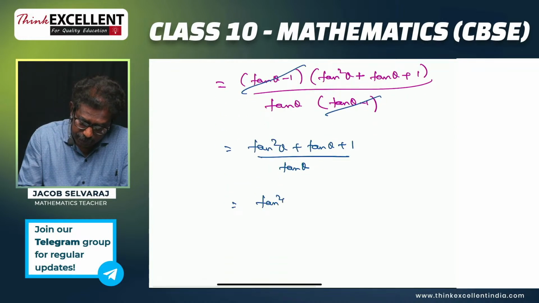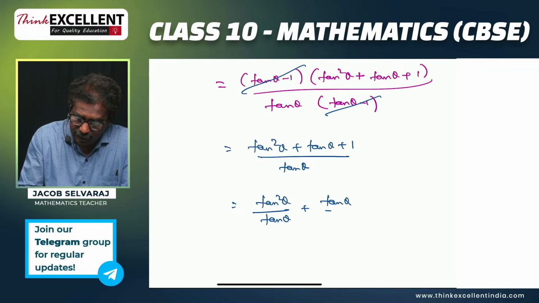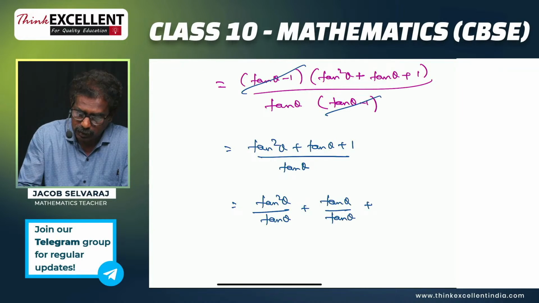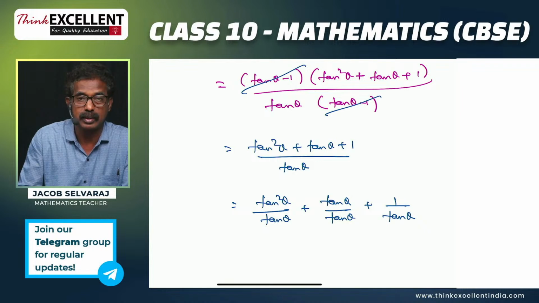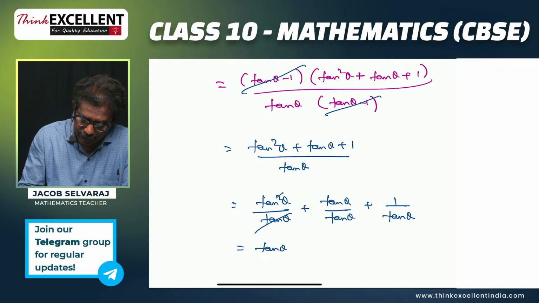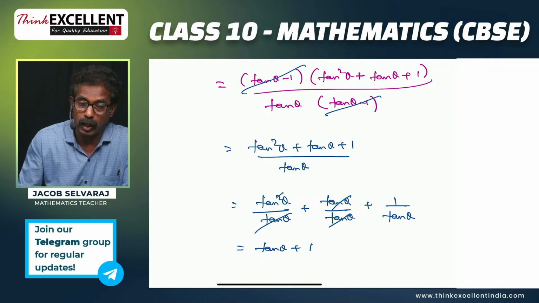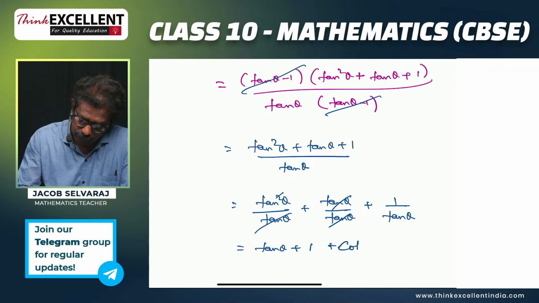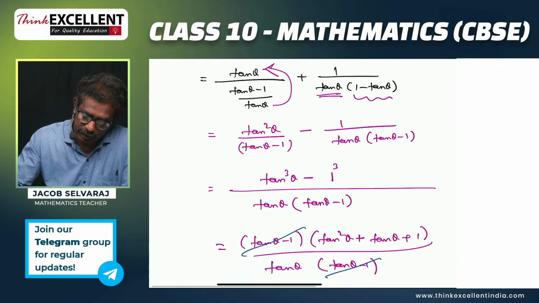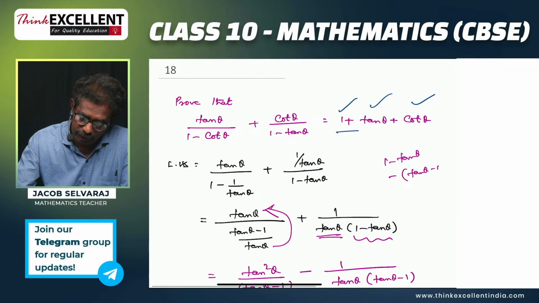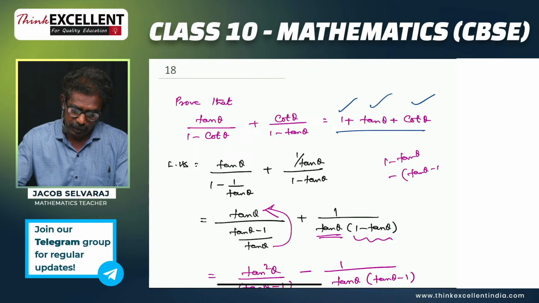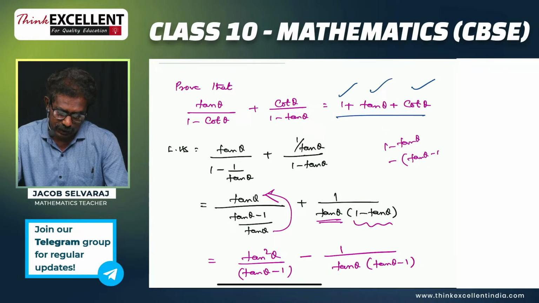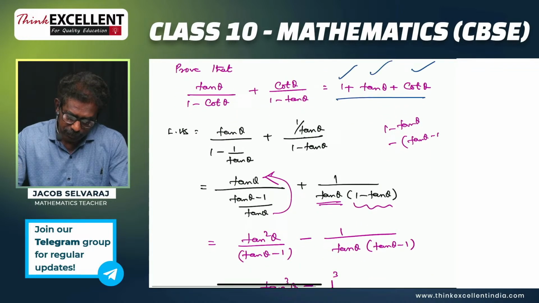Tan square theta by tan theta, plus tan theta by tan theta, plus 1 by tan theta. Hope you understood that. The first one cancels one tan theta, so you are getting only tan theta. In the second, both get cancelled, giving 1. And the last one, 1 by tan theta, is the same as what? Cot theta. So this is the answer: tan theta plus cot theta plus 1. Yes, tan theta plus cot theta plus 1. So change into tan, take LCM.